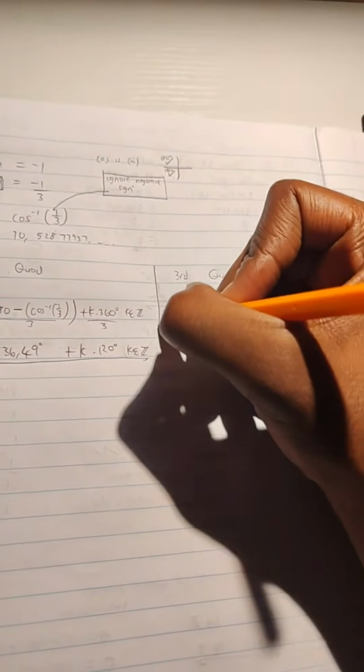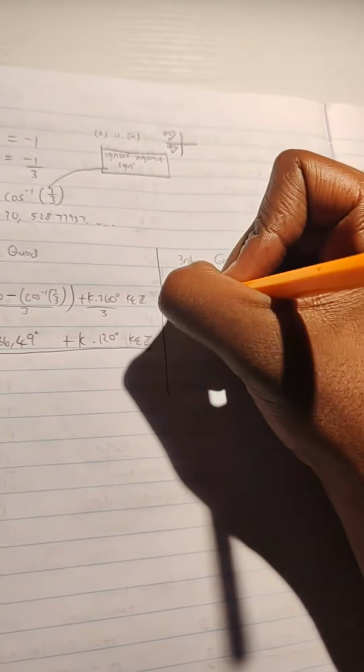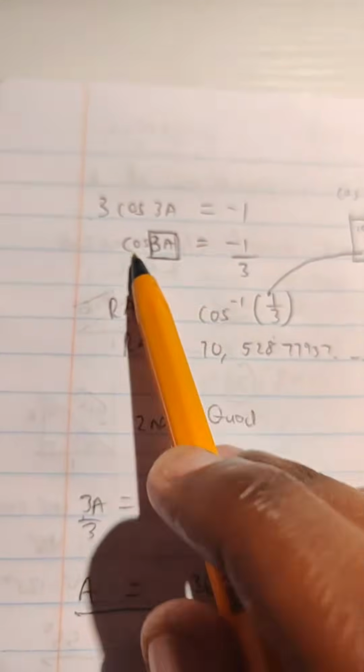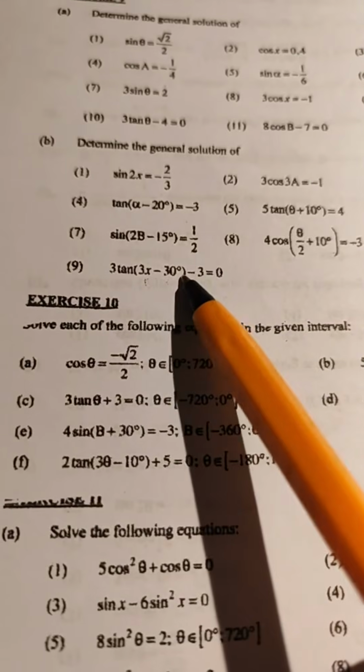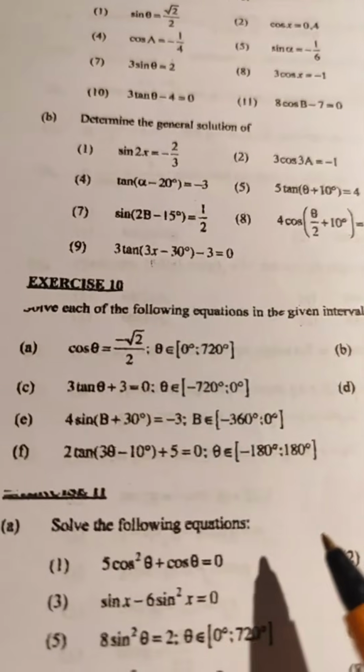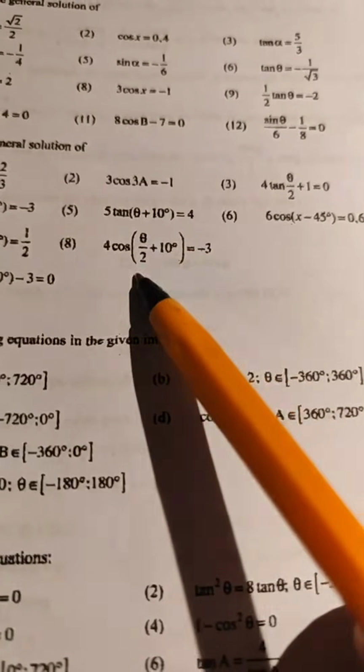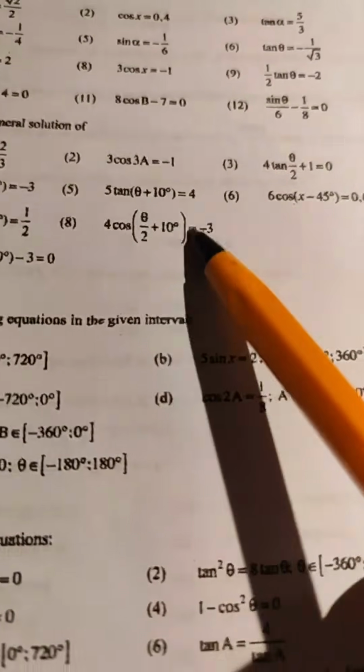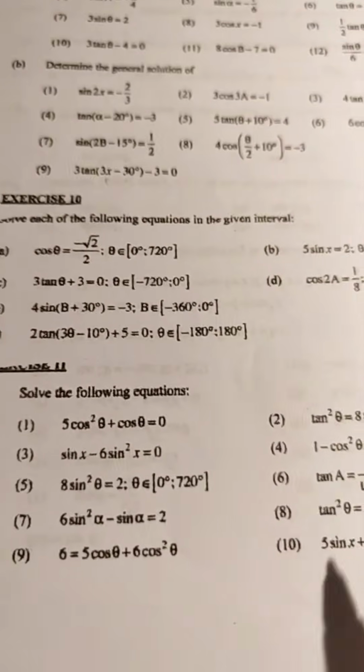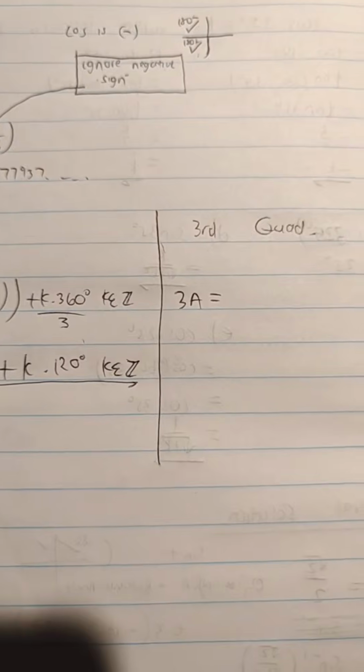Okay, third quadrant, make 3a the subject. Remember, guys, if what was there was 3x minus 30, I would make 3x minus 30 the subject. If what was there was theta over 2 plus 10, I make theta over 2 plus 10 the subject of the general solution. Whatever is there for the isolated trig ratio, you make the subject.